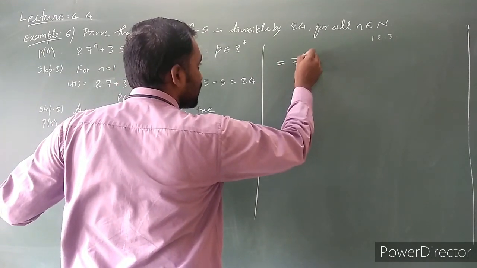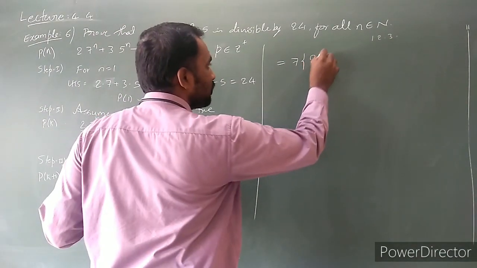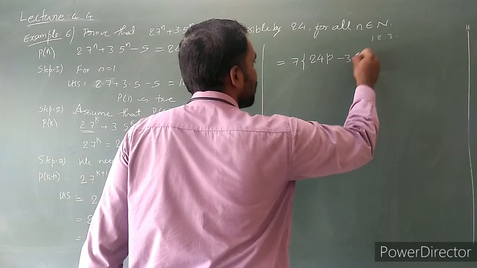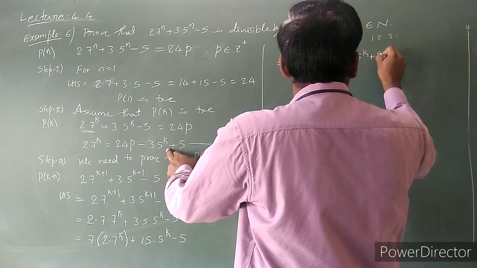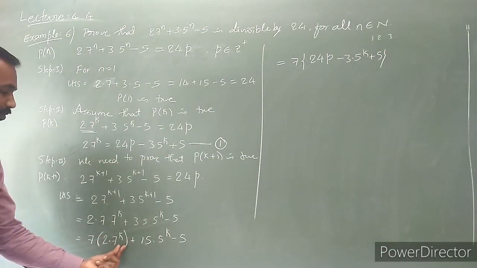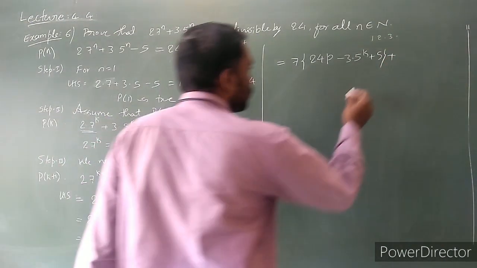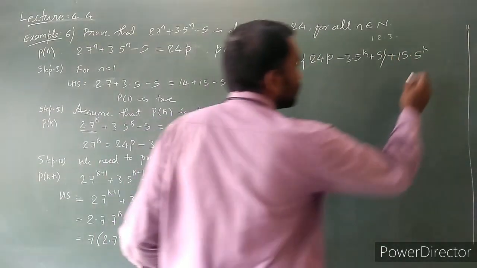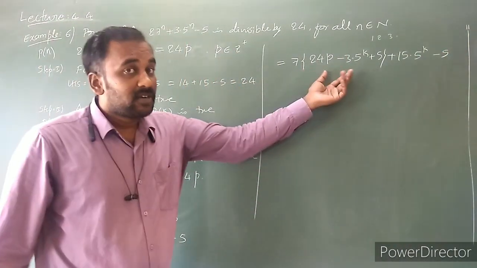What will we get? 7 as it is. 2 into 7 power k value is 24 times of p minus 3 into 5 power k plus 5, plus the remaining value. What is the remaining value? Plus 15 into 5 power k minus 5. Now simplify this one.